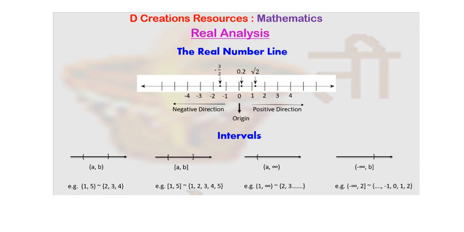Similarly, if the number is 0.2 or 2 by 10, even that, since we know the scale for 1, just divide it by 5 and then you get the position for 0.2.